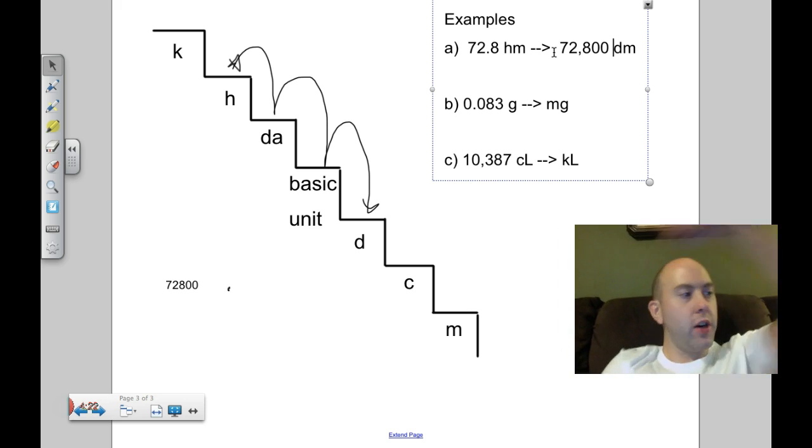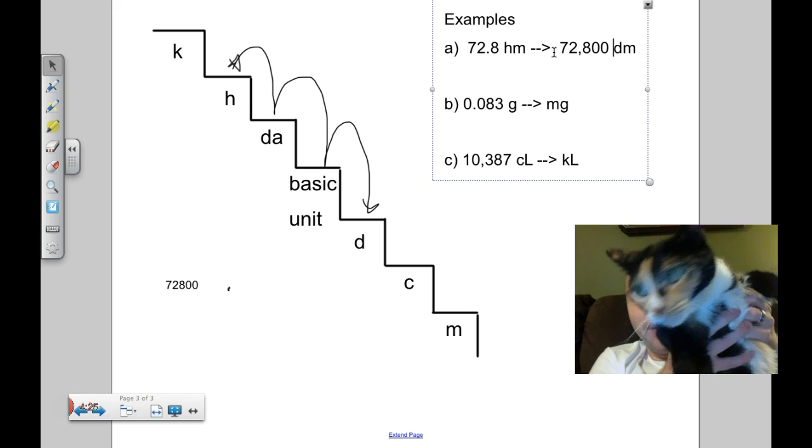Another way of saying, sorry, my cat here's meowing.